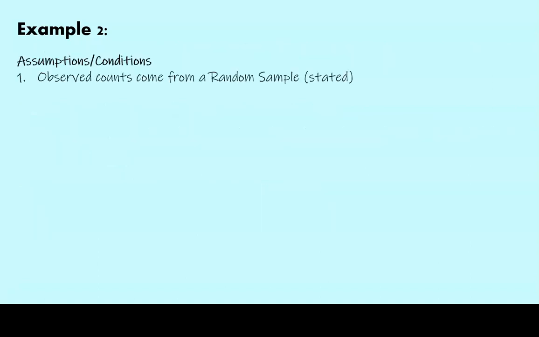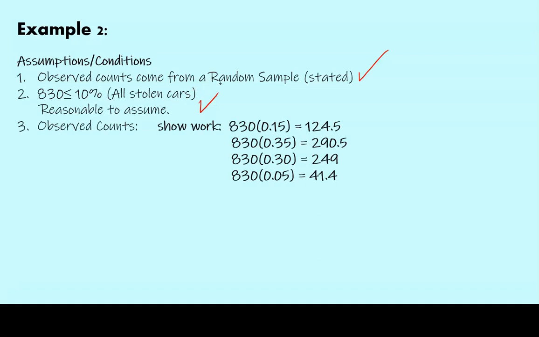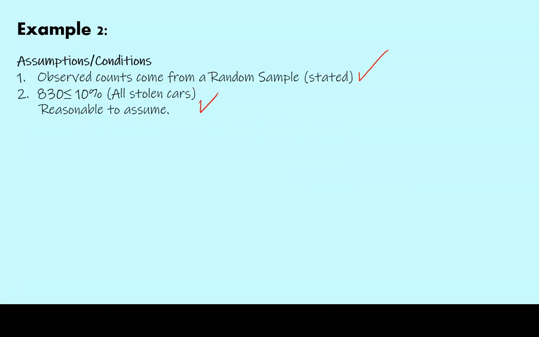All right, assumptions. Observed counts come from a random sample. That is check mark. That was stated in the problem. 830, that was our sample size. That is less than 10% of all stolen cars. I think that's pretty reasonable to assume. And then my observed count. So I'm going to show the work. I only had 4 different percentages, even though I had 5 categories.